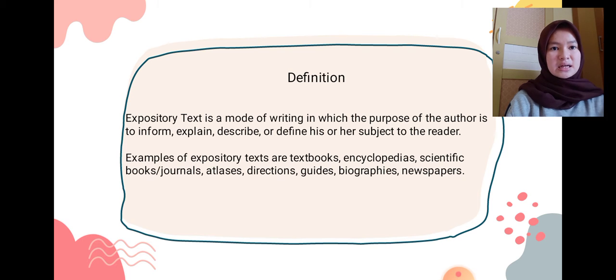Expository text is a mode of writing in which the purpose of the author is to inform, explain, describe, or define his or her subject to the reader. Expository text exists to provide facts in a way that is educational and purposeful. Examples of expository texts are textbooks, encyclopedias, scientific books or journals, atlases, directions, guides, biographies, and newspapers.